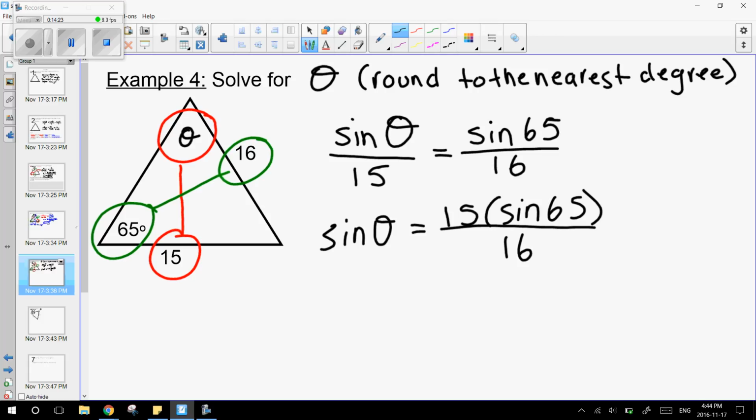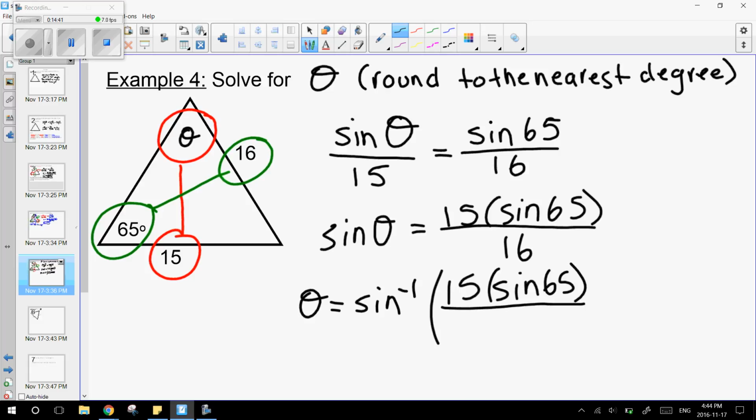Our last step to get theta all by itself, we now have to get rid of that sine. Remember, to get rid of the sine, we do the opposite, which is sine inverse, sine with that little -1. And again, we're going to do that with our entire value here in our fraction, so that we're not trying to carry out a bunch of decimal places or retype it into our calculator. So do it all in one step. Figure out sine 65, multiply it by the 15, divide it by the 16. Once you have that overall value, then press your sine inverse button on your calculator to get your final answer.